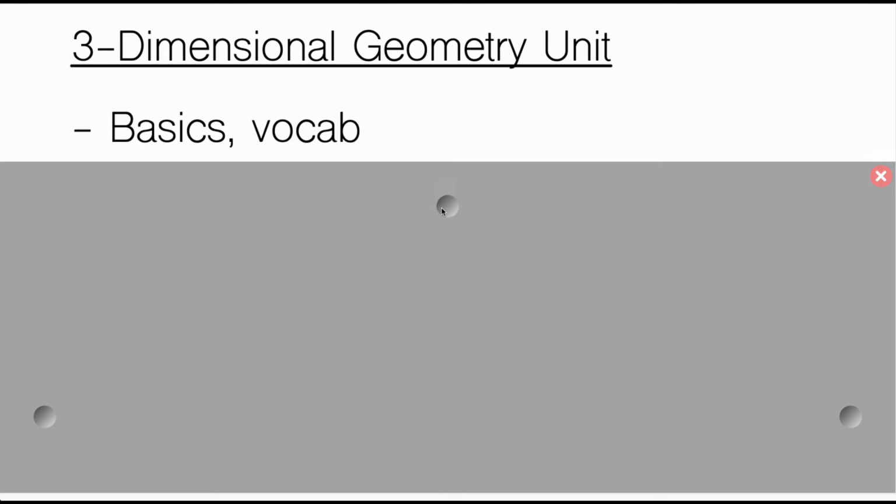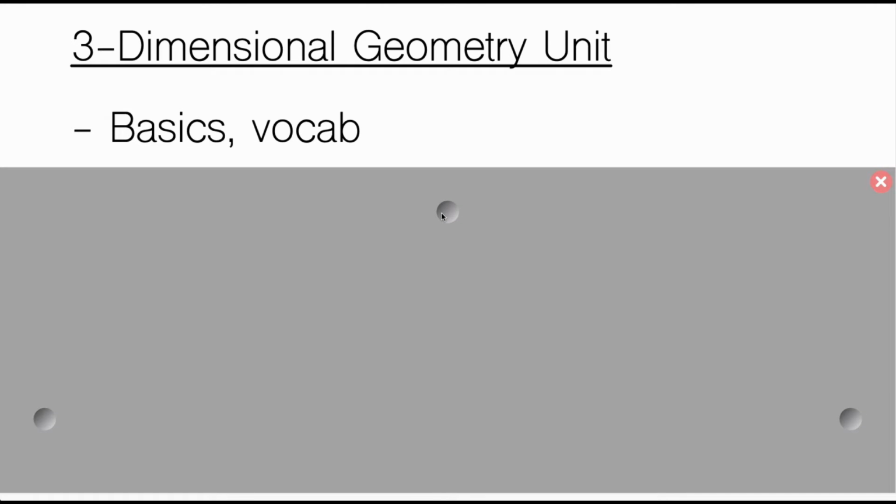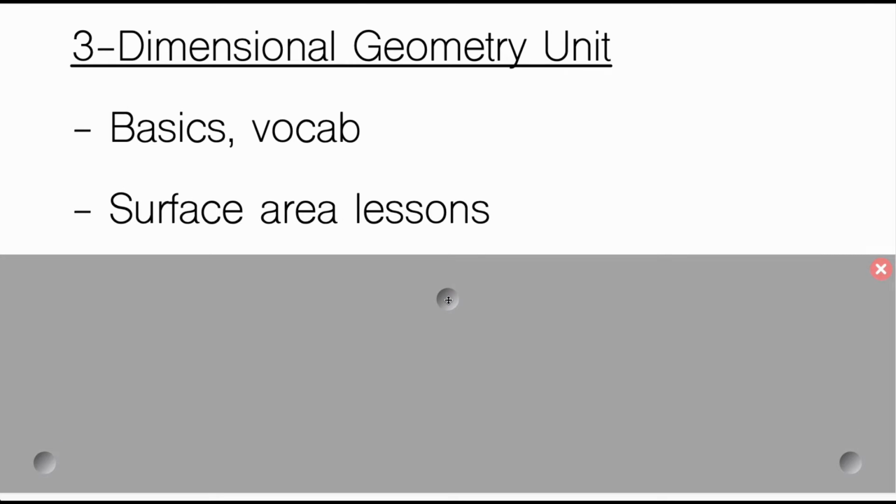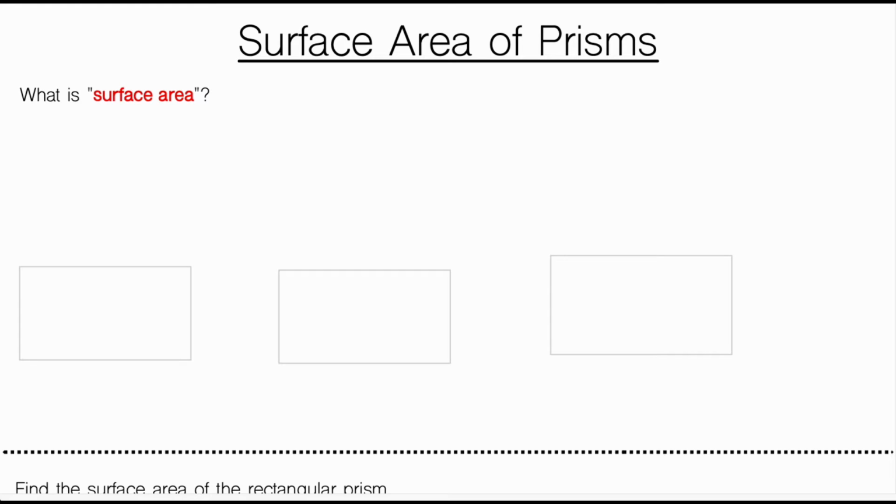Yesterday, if you remember, we did the basics. We went over some vocab so that as we progress through this unit, you've got the terminology down to understand what we're talking about. Hopefully that went well for you. Today, we are moving on to surface area. We're going to be doing surface area for a few days, but for today's lesson in particular, we're going to be working on the surface area of prisms.